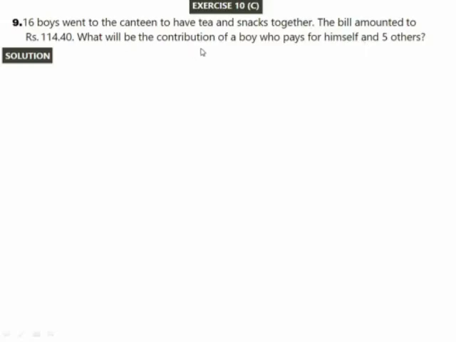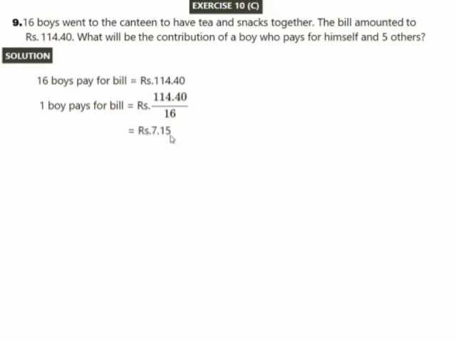So the question is asking what will be the contribution of that particular boy. That means how much he needs to pay from this bill. He is paying for 6 people, remember that. So 16 boys pay for the bill. Now let's see how much one boy has to pay. One boy obviously needs to pay less amount, no? So whenever there is less amount, you have to divide by the number. Now you want the bill for how many boys? For 6 boys, isn't it? So when you simplify this, this will be 7.15. So this is the contribution of one boy.